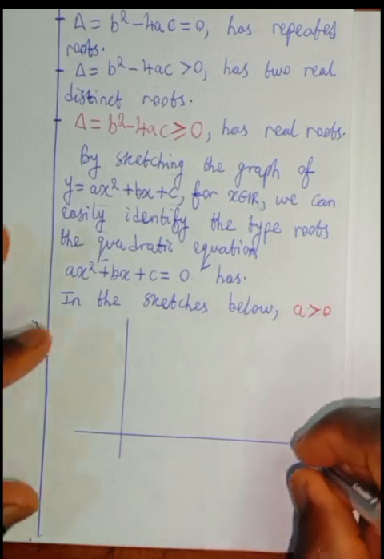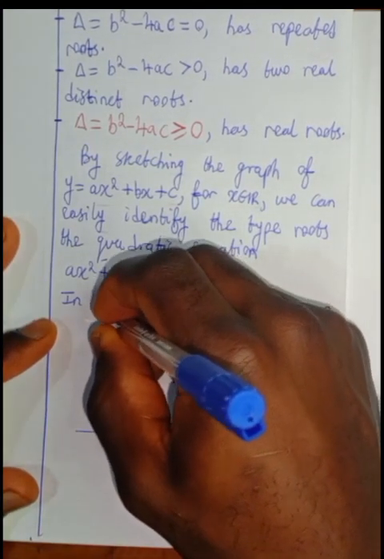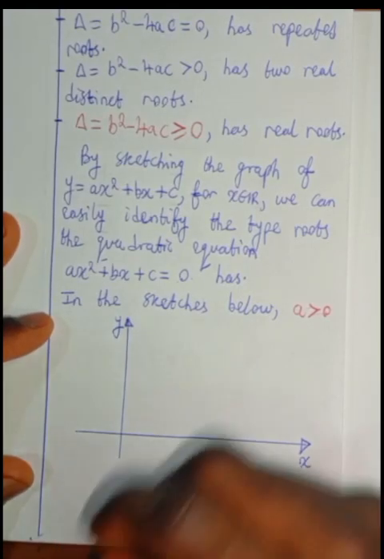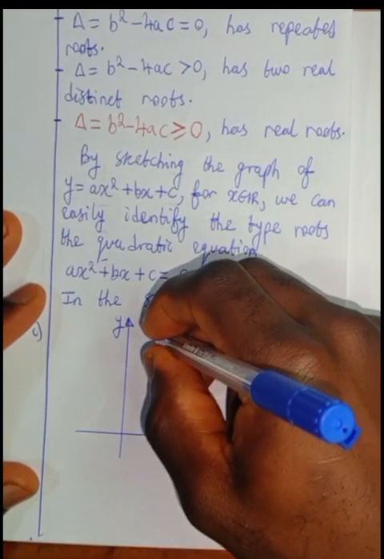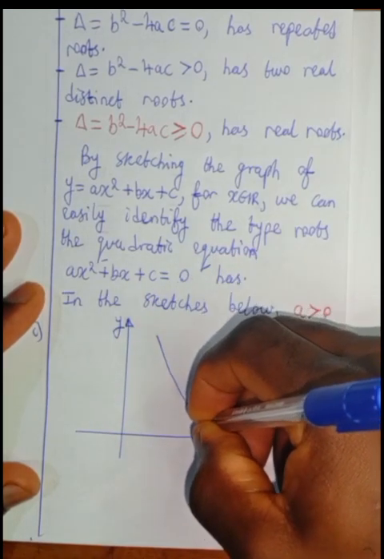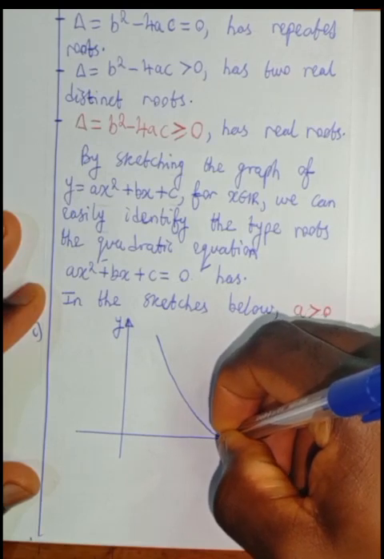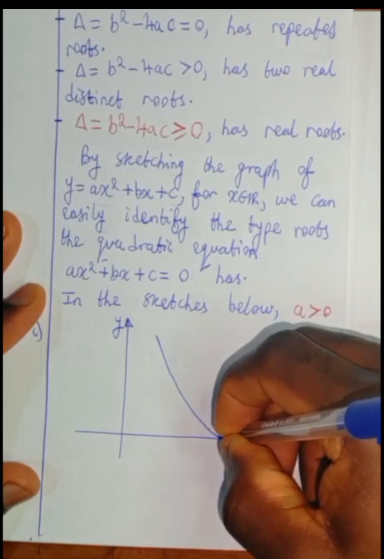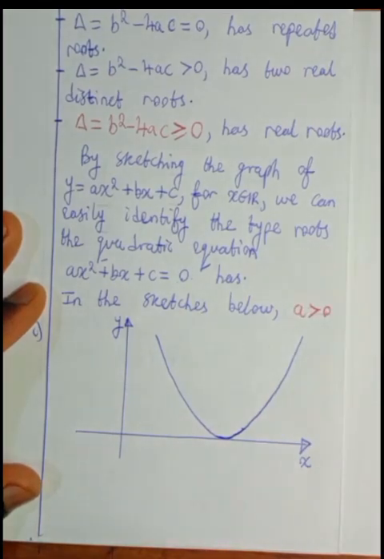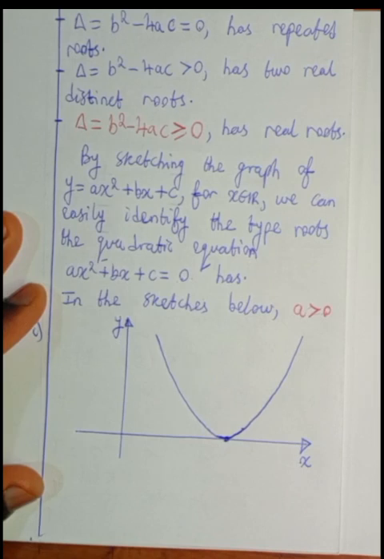This is our x-axis, and this is our y-axis. It's always very important to label the axis. In this case, the curve of y equals ax squared plus bx plus c touches the x-axis at one point. So in this case, it touches the x-axis at this point.